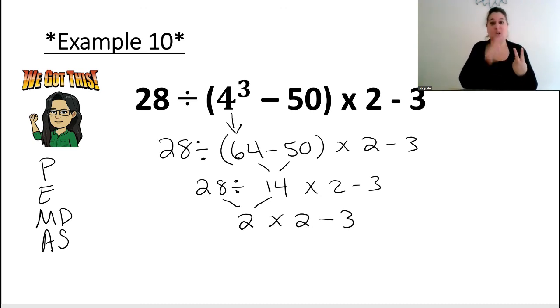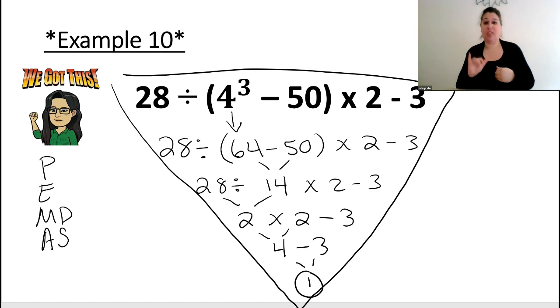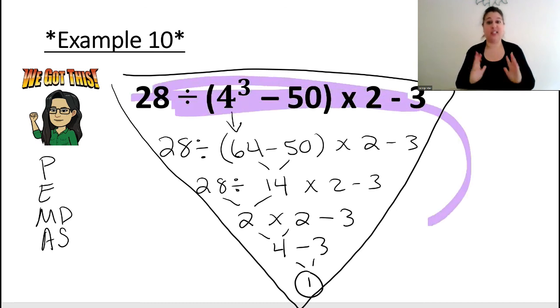Now ask ourselves, are there any more parentheses? No. Any more exponents? No. Multiplication or division? There's multiplication. So 2 times 2 is 4. Then 4 minus 3. There's only one operation, subtraction, and it's just 1. So all of that, this big, long expression turned into one little number, 1. I did not plan that. That's pretty cool.